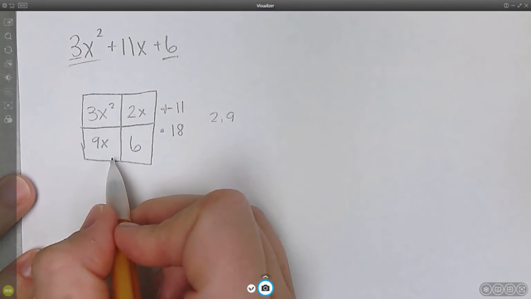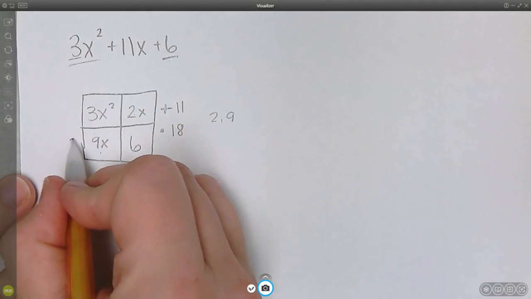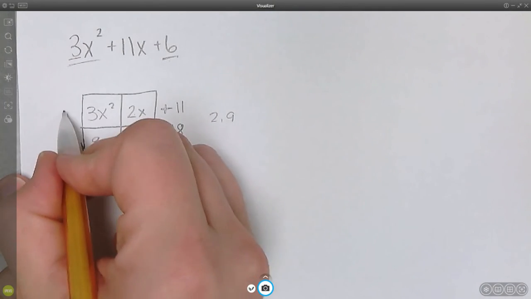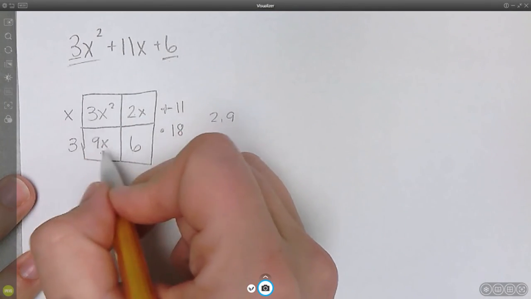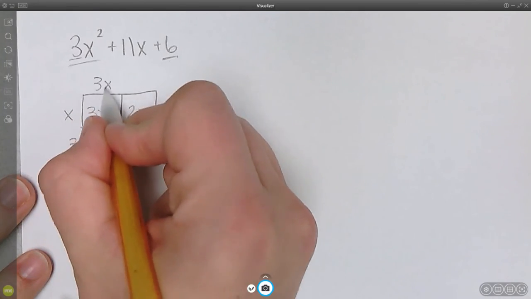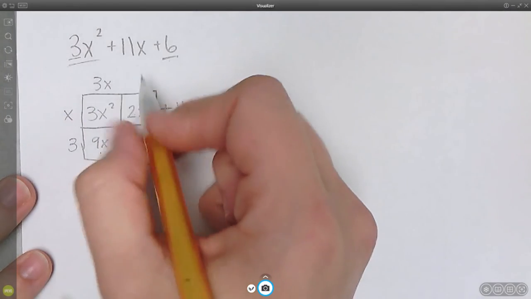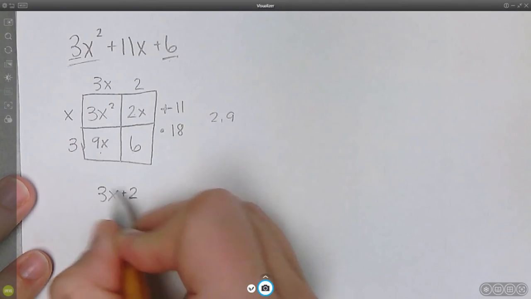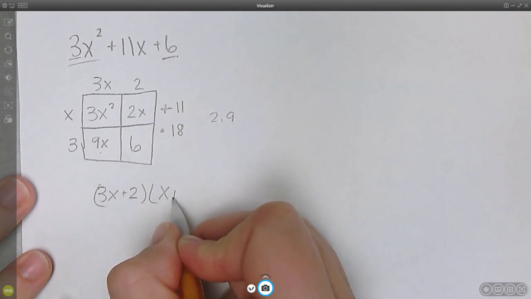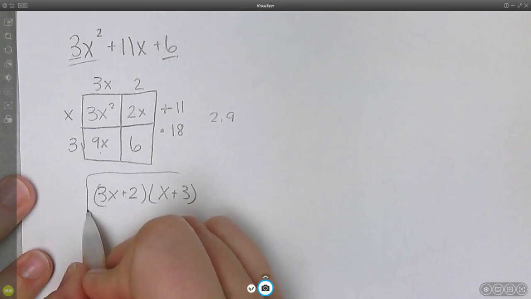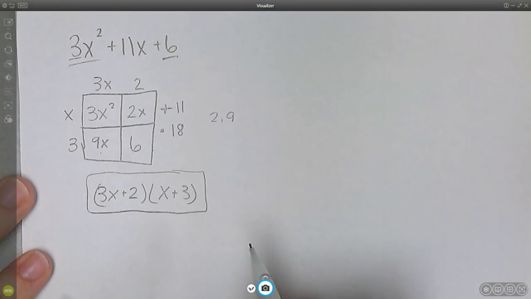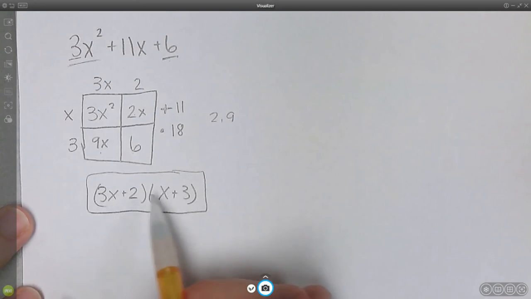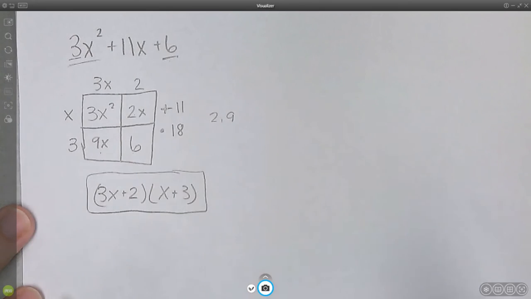And then we take out the greatest common factor. Between 9x and 6 is 3. 3x squared and 2x, that's just going to be x. 3x squared and 9x, that's 3x. And 2x and 6 is 2. So you have 3x plus 2 times x plus 3. That's your final answer. And then if you want to check your solution, you can just multiply or expand these two back out and make sure you get this solution.